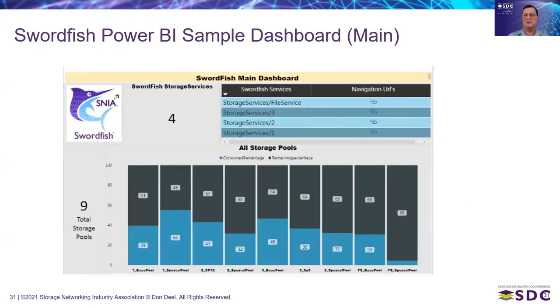This screen capture shows the main dashboard output from a running Swordfish Power BI sample dashboard integration. It provides a quick visual picture of the current Swordfish storage systems and the storage pools provided by them. In this case, there are four Swordfish storage systems, and they are providing 9 different storage pools. The percentage of capacity consumed and remaining is shown for each of the storage pools.